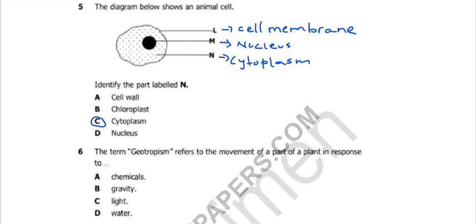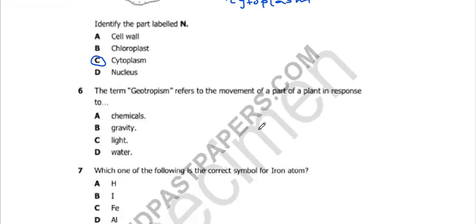We can go on to number 6. The term geotropism refers to the movement of a part of a plant in response to: A, chemicals; B, gravity; C, light; D, water. So, as you may know, plants respond to different environmental factors differently. They would respond to chemicals, gravity, light, and water differently.